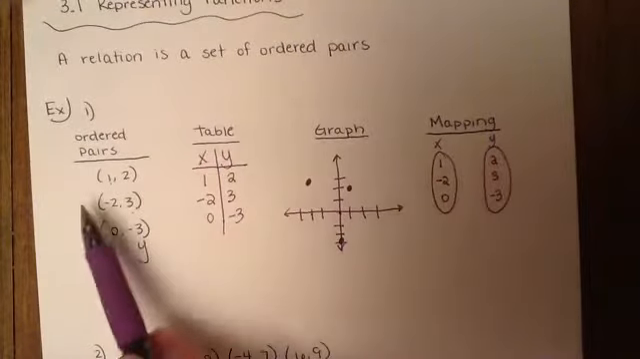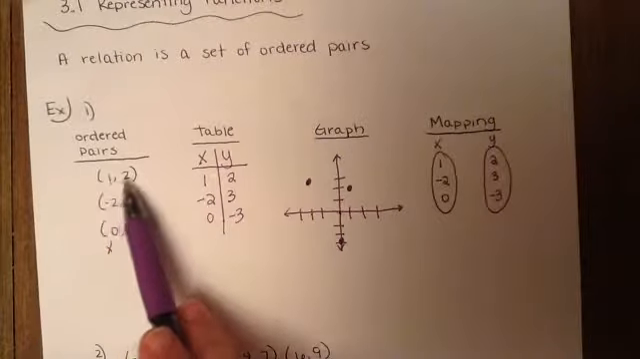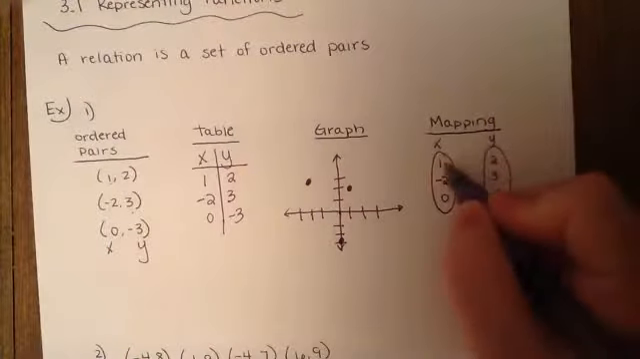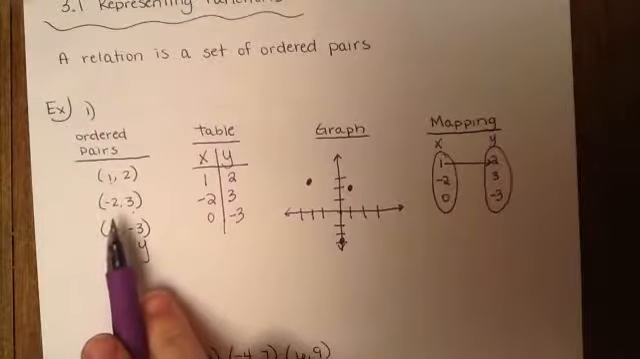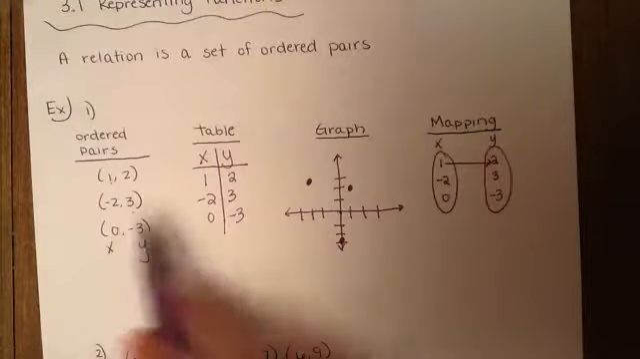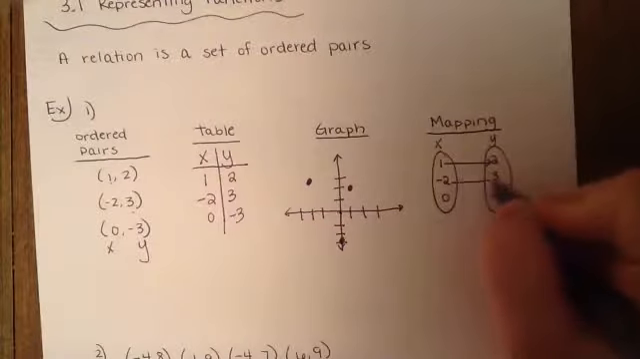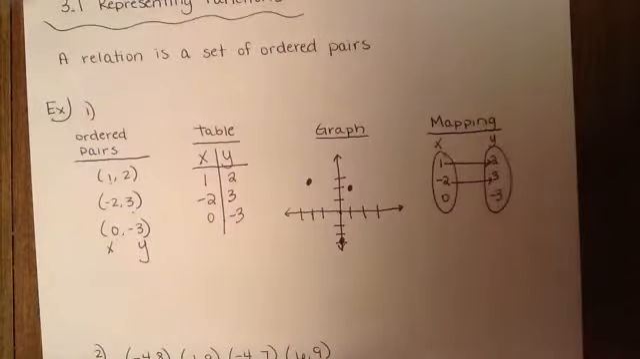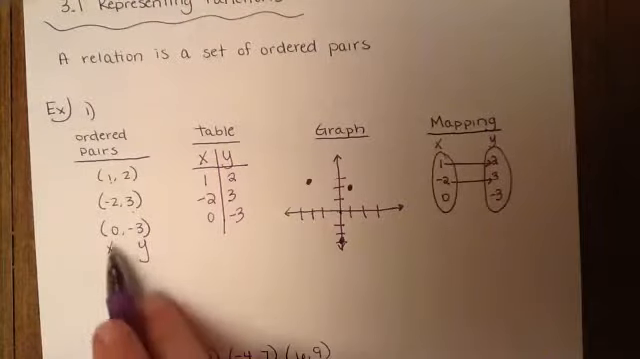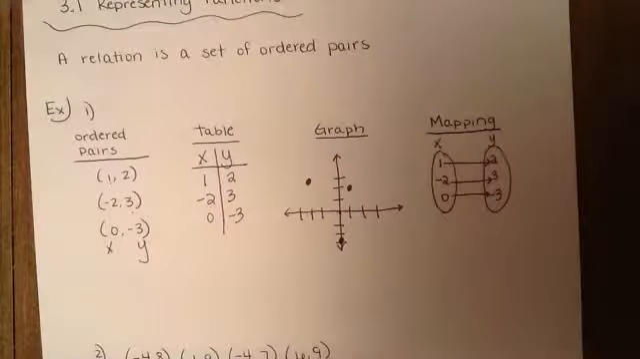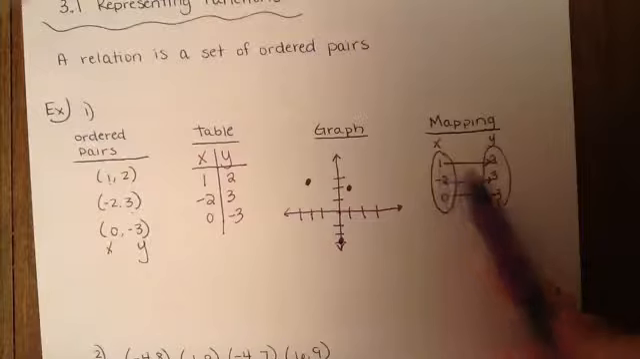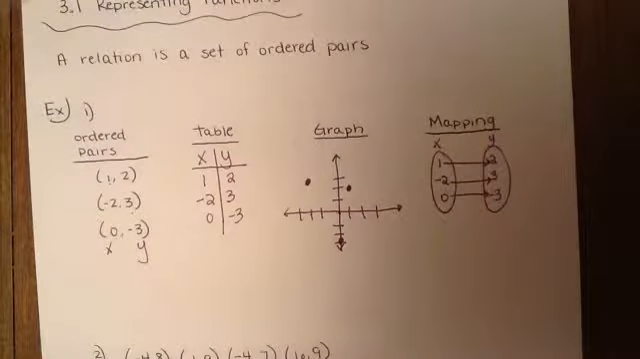The last thing we need to do is draw a line pairing the 1 to the 2. So those go together, so I'm going to draw a line pairing those. -2 goes with 3, so I'm going to pair those. And 0 goes with -3, so I'm going to pair those. Draw a line from the x value to its corresponding y value.